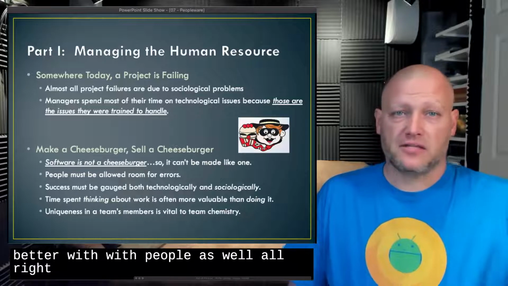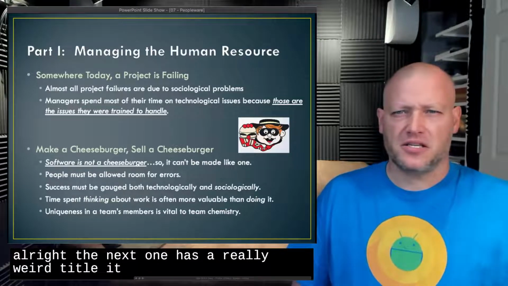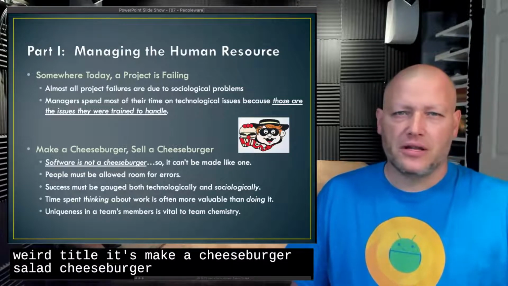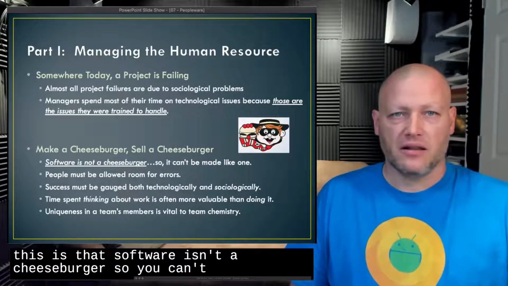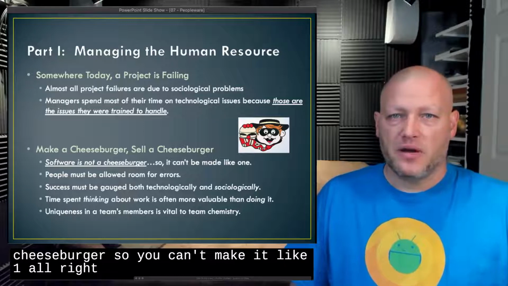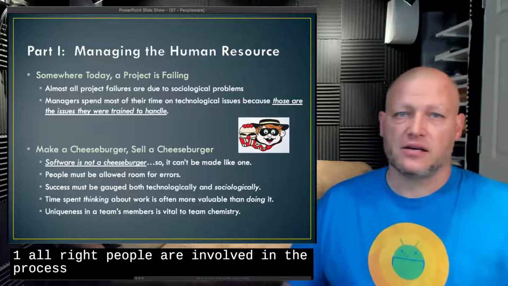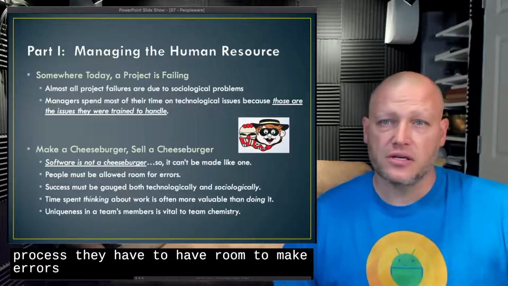The next one has a really weird title. It's "Make a Cheeseburger, Sell a Cheeseburger." The whole point of this is that software isn't a cheeseburger, so you can't make it like one. People are involved in the process. They have to have room to make errors.